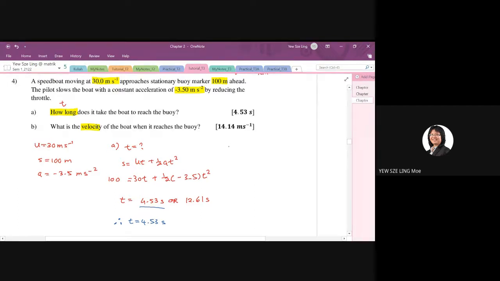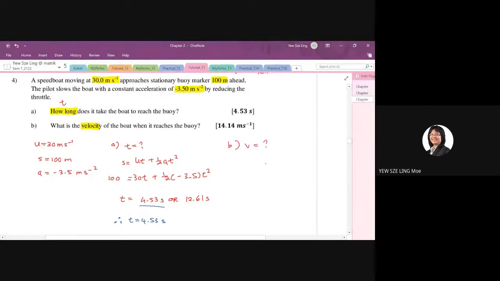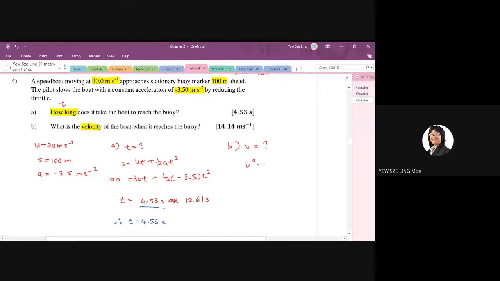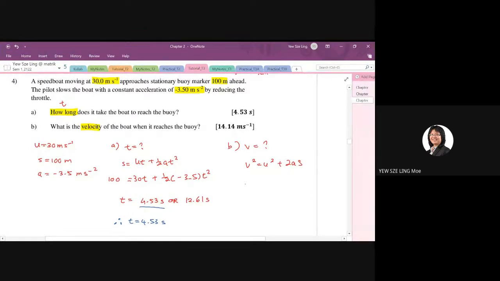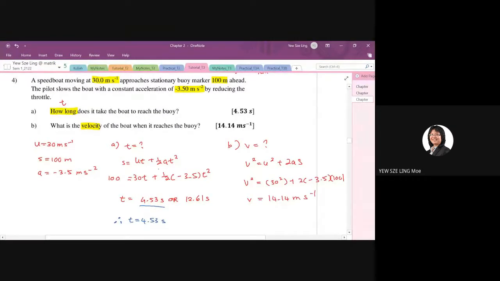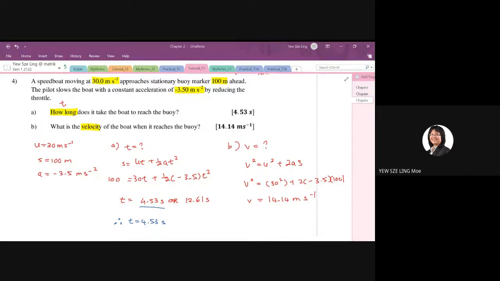So question B. V is unknown. So you have u, a and s, and you want to find v. So v squared equals to u squared plus 2as. So v squared is then equals to 30 squared plus 2 times negative 3.5 times s, and s is 100. And your v is then equals to 14.14 m/s^-1. So that is how you solve this question.